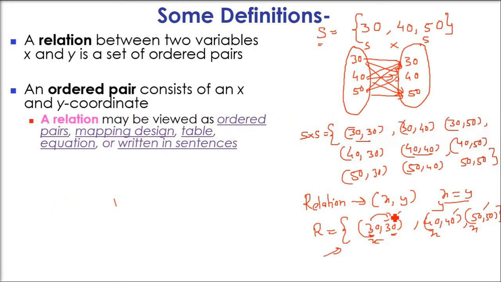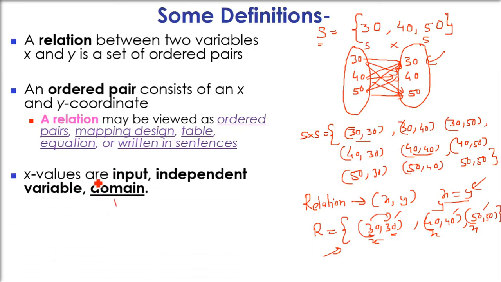So a relation, as we see, we can write as ordered pairs, as a mapping diagram. You can also form it in a tabular form or an equation, which you see here, x equal to y, and in sentences also. If I write where x is equal to y, I can write x equal to y also. So sentence form also I can give.